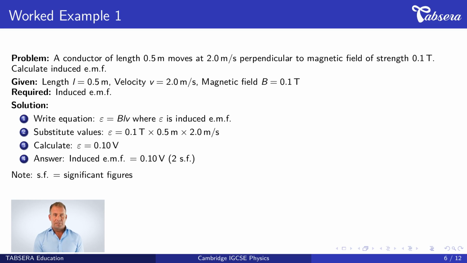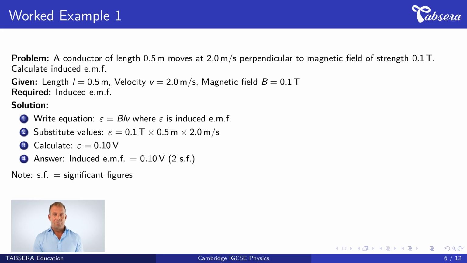Let's work through our first example. The problem states, a conductor of length 0.5 meters moves at 2.0 meters per second, perpendicular to a magnetic field of strength 0.1 Tesla. Calculate the induced electromotive force. We are given length equals 0.5 meters, velocity equals 2.0 meters per second, magnetic field equals 0.1 Tesla. We need to find the induced electromotive force.